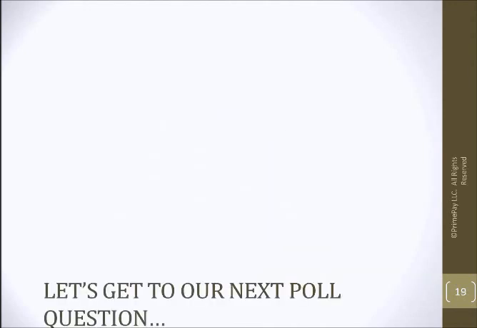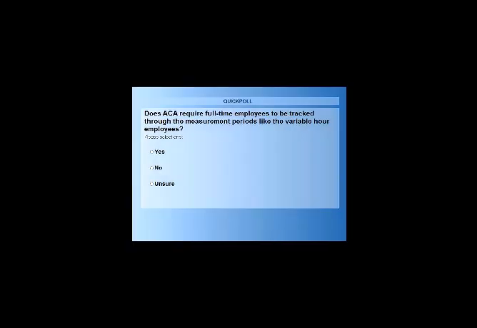So what I'd like to do is go to our fourth poll question. Everybody get to their computers. All right, here we go. Here's the fourth question. You guys are doing great. Does ACA require full-time employees to be tracked through the measurement periods, similar to the variable hour employees? A, yes, B, no, or unsure? Go ahead and hammer through that.